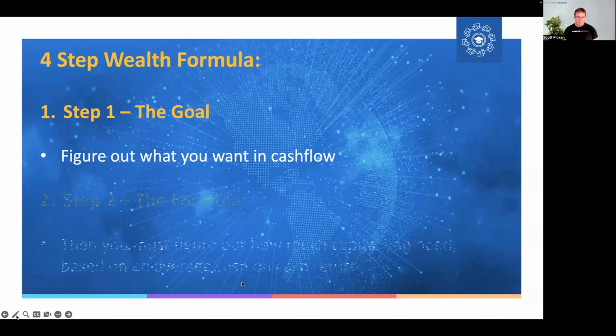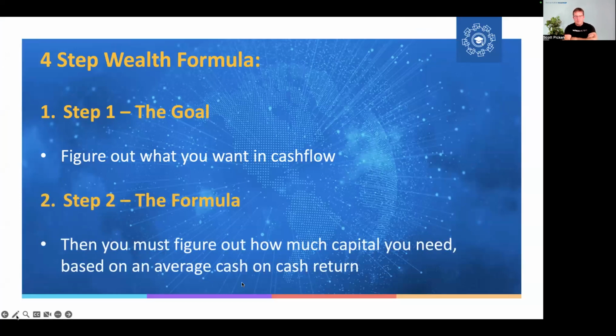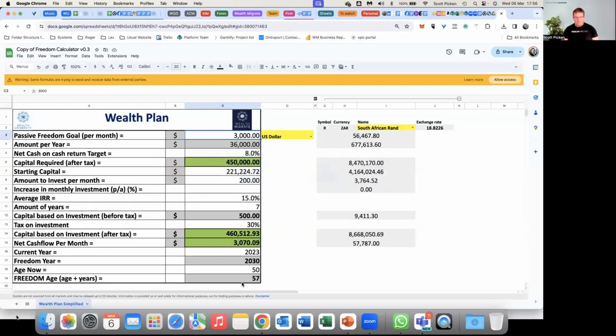Your second step is the formula. Then you must figure out how much capital you need based on the average cash on cash return. So if I go back here, if you don't know the cash on cash return, I would work on 8%. And in simple terms, the calculator works it out for you. So you've told it you want $3,000 a month, and you've told it that you're going to get 8% average income per year. Well, that means that you need that much capital.